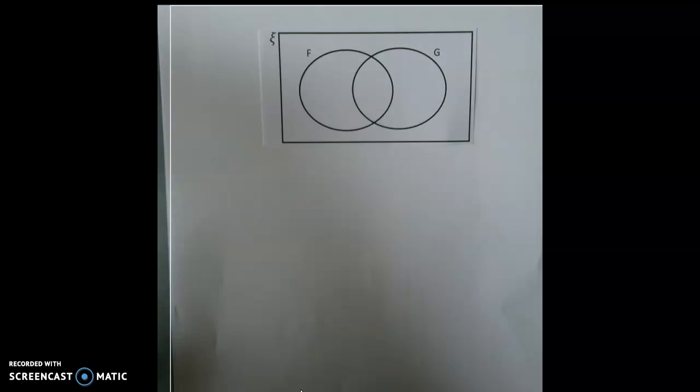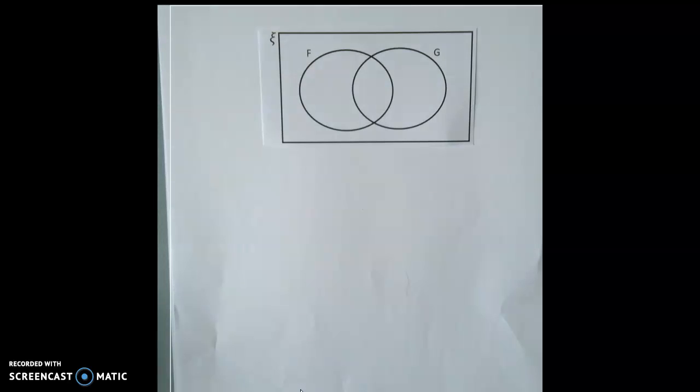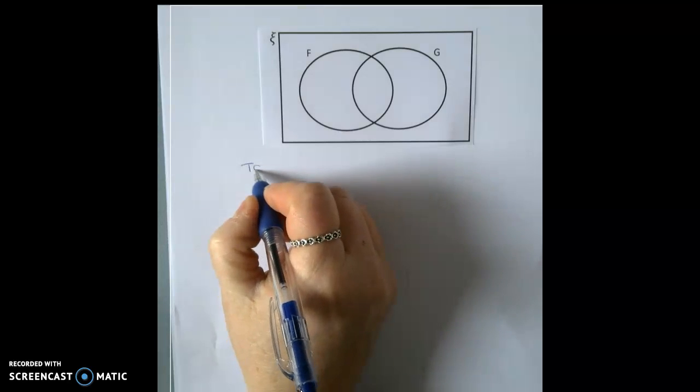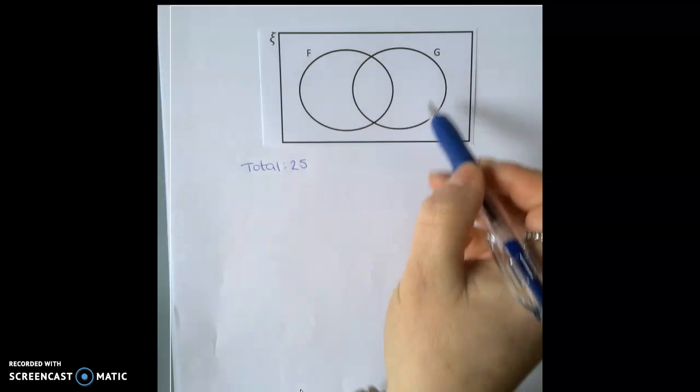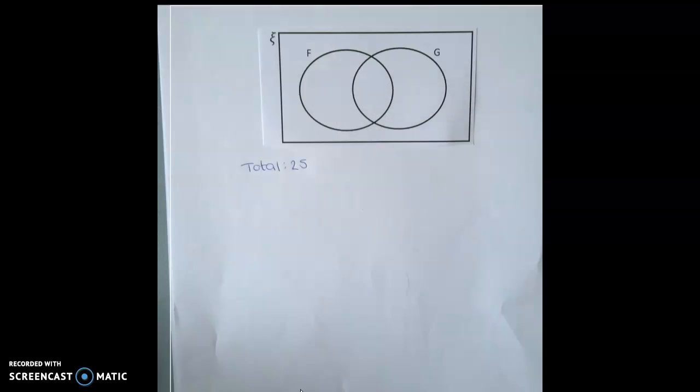So we can't start this problem without first working out how many students are in each category. So we need to know how many students take French, how many students take German, and how many students do either both or none. So the first piece of information we're given is that in total we have 25 students. So in total there are 25. So we know whatever the numbers are in our Venn diagram have to add up to 25.